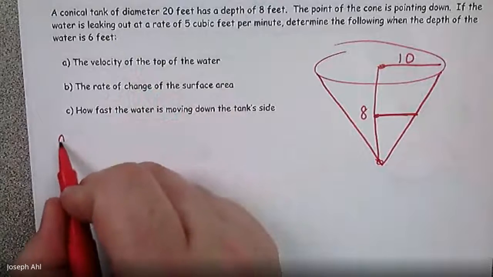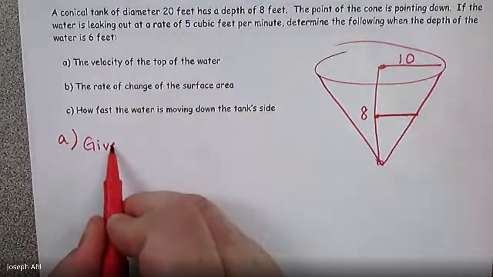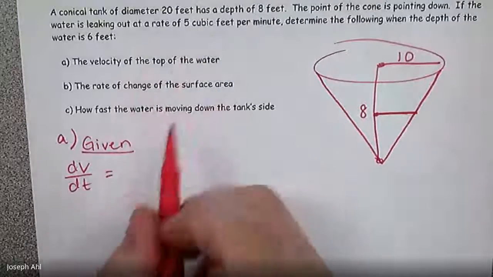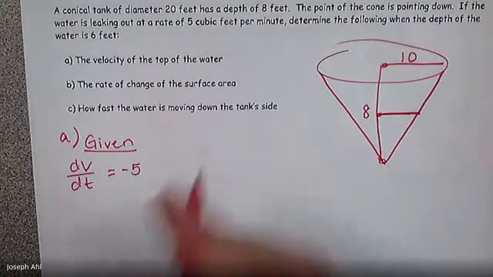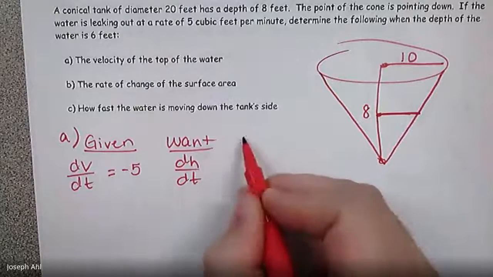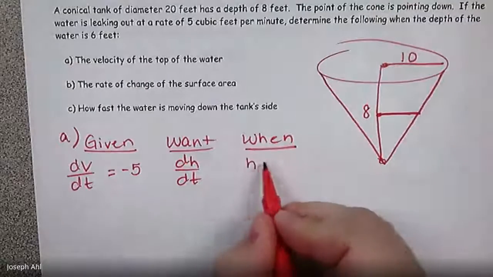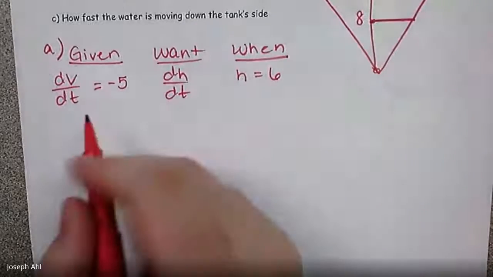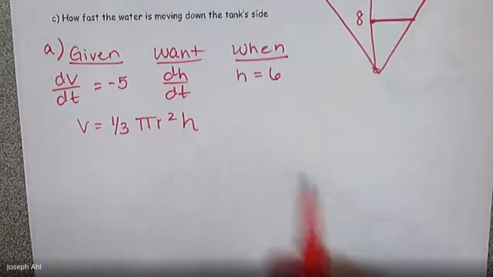So if we think about the volume that we're given here, we're given that dV/dt is, well, we're leaking out at a rate of 5 cubic feet per minute. So that's going to be a negative 5 there. We want dH/dt when the height is 6 feet. Okay, so we've definitely got our given and want here. We know that volume equals, for our cone, 1/3 pi r squared h.